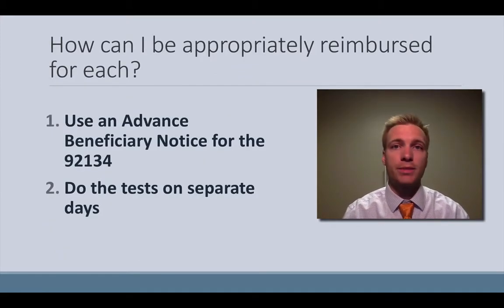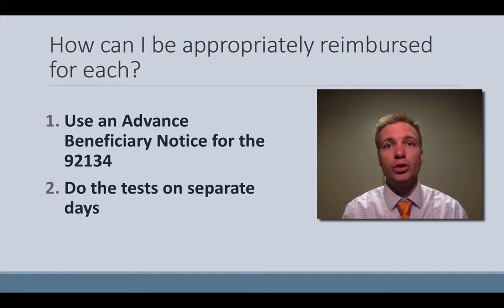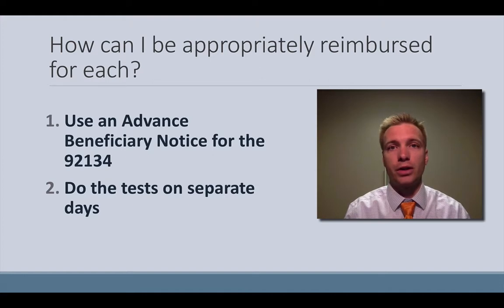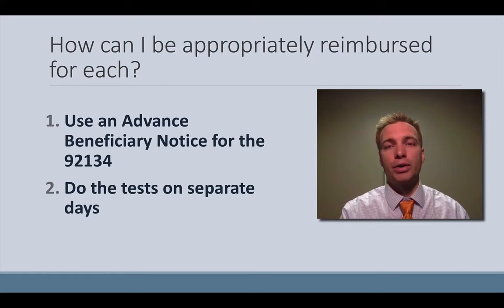One is use an advanced beneficiary notice, an ABN. And again, if you want more details on an ABN, we have them in our iCode billing and coding course that goes into the details of when you'd want to use an advanced beneficiary notice. But the bottom line is they're required for Medicare in situations where there is a billable procedure, but it's likely not going to be reimbursed in a specific situation. So this would be a perfect example of that.